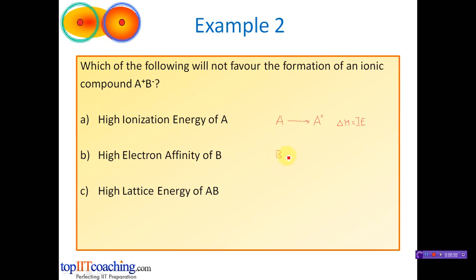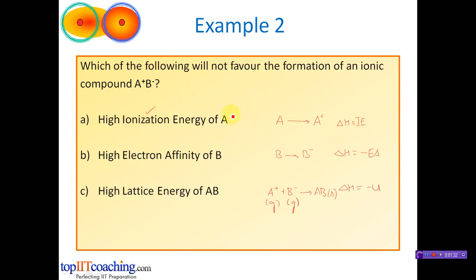Similarly, electron affinity of B was the energy released when B gained an electron to form a negatively charged ion. Lattice energy was also the energy released when A+ ion and B- ion combined to form the ionic compound AB in its solid state. A+ and B- are in their gaseous states.